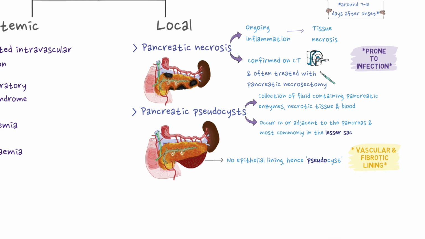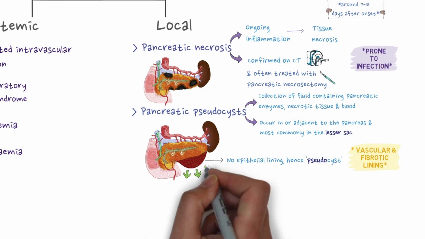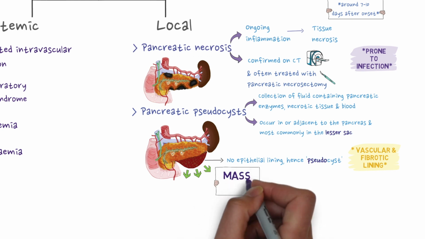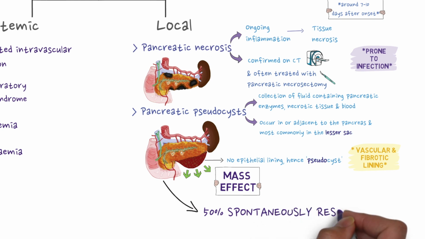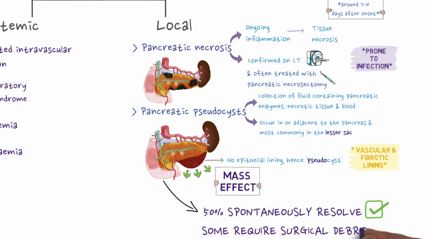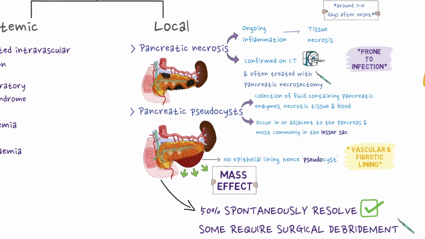They can be asymptomatic and found incidentally, but some people will present with symptoms of mass effect as it compresses on surrounding structures, an example of which would be compression of the stomach and early satiety. 50% of cases spontaneously resolve and hence don't need definitive management. However, a proportion will need surgical debridement and drainage.